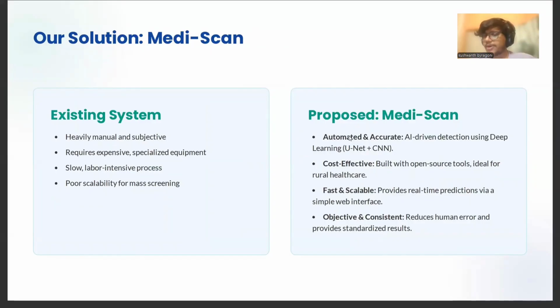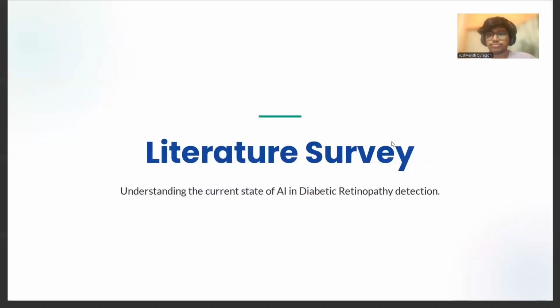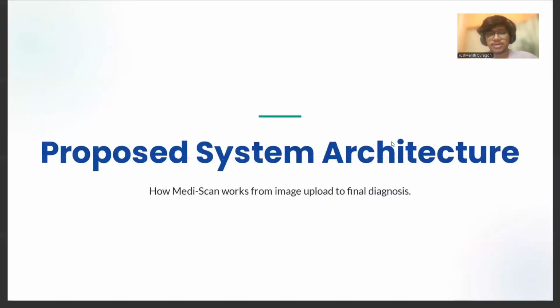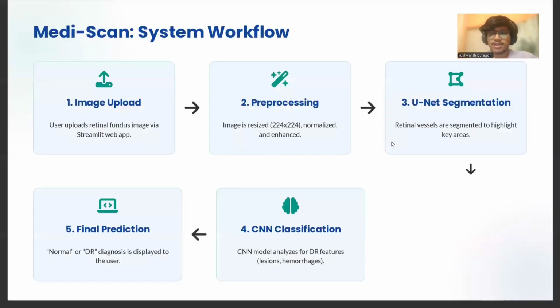An automated and accurate CNN model. We trained a CNN model to give exact accuracy. It is cost effective, fast and scalable also. This is the literature survey, which you don't need, in my opinion. Next, the proposed system architecture: how our software works.